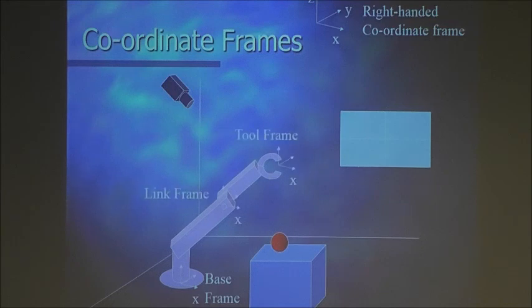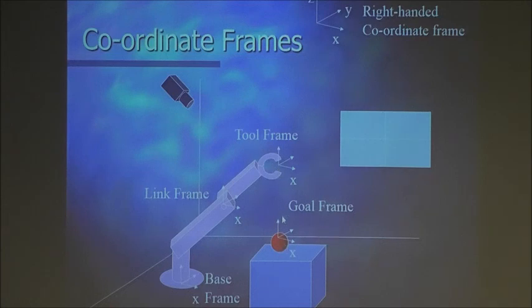Link frame, tool frame. The end effector is your tool, whether it's a paint brush or something like a screwdriver or soldering gun or what have you. And this is the goal. This is where you want to go. So the robot needs to be programmed in such a way that it only comes and picks this up. Okay?